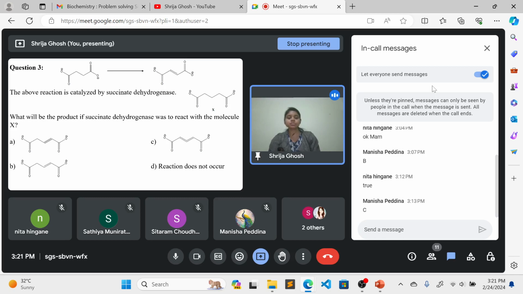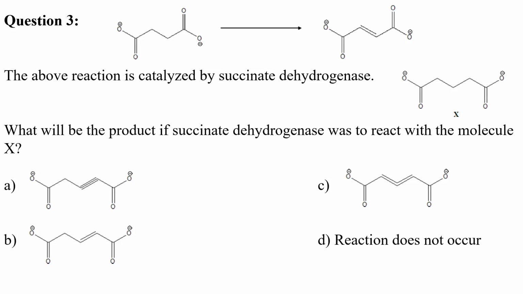So the answer to this question is option D, that the reaction will not occur. Now, why will the reaction not occur? If you remember, in the previous class also I have told you, the enzyme is very specific to its substrate. I've told you about lock and key mechanism or induced fit mechanism, where the substrate molecule fits into the catalytic pocket of the enzyme. Whatever the shape of the catalytic pocket will be, the substrate will fit into that pocket very easily.